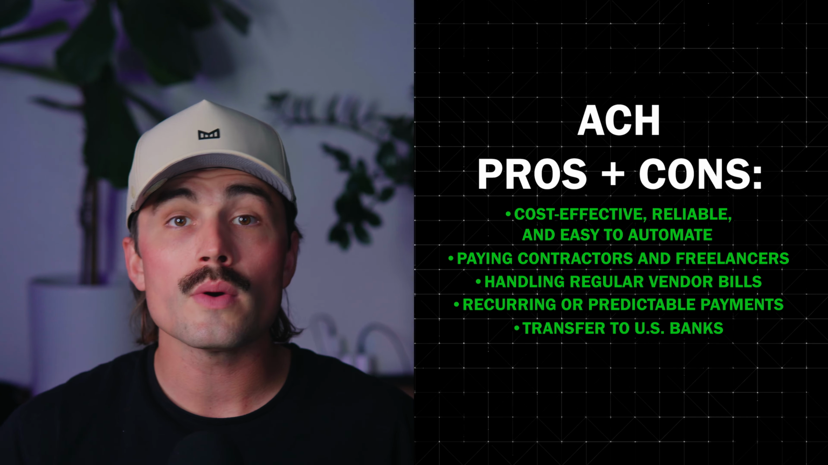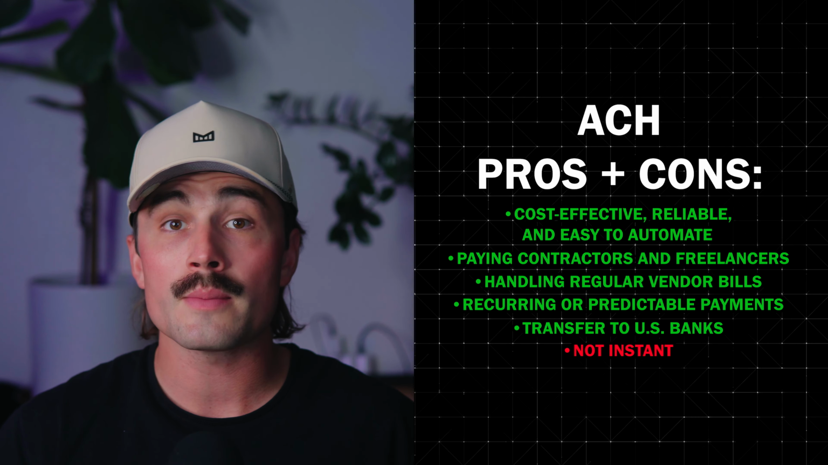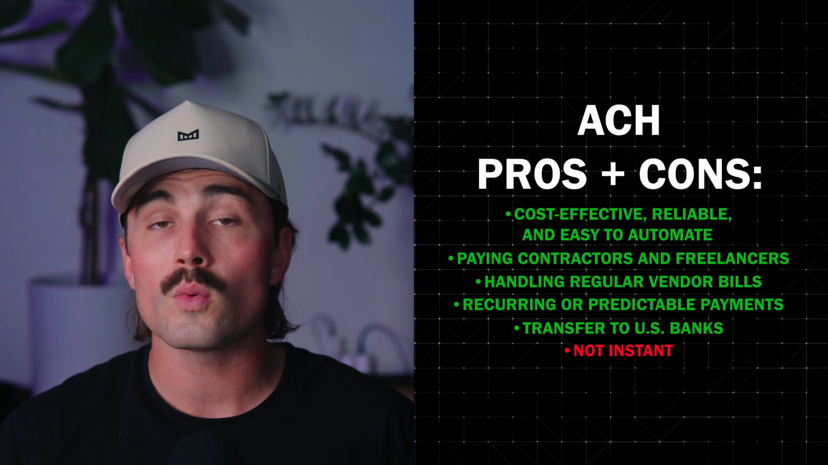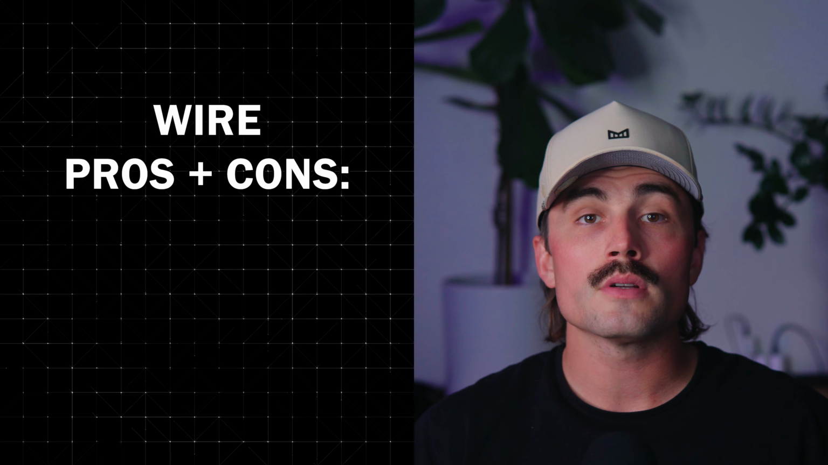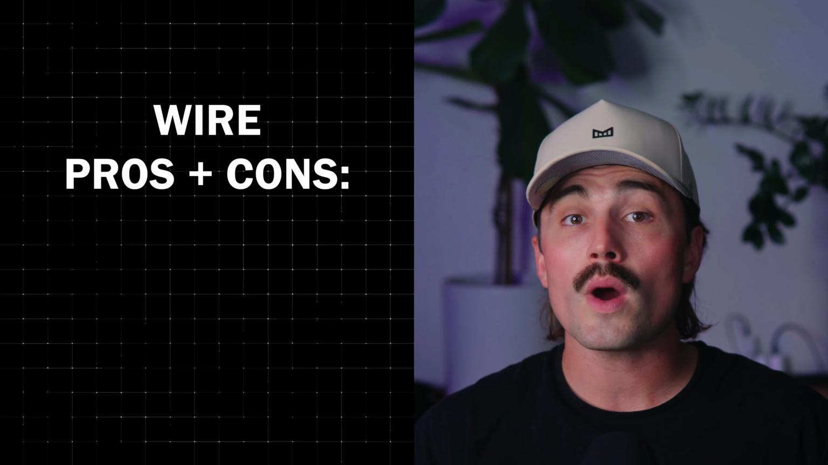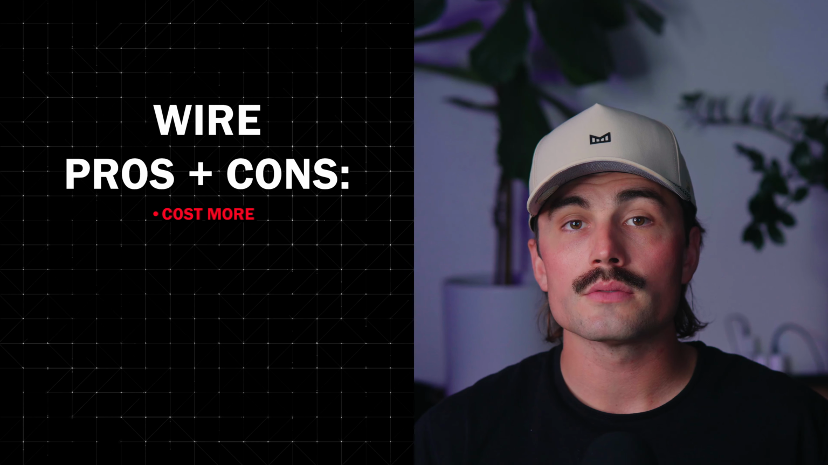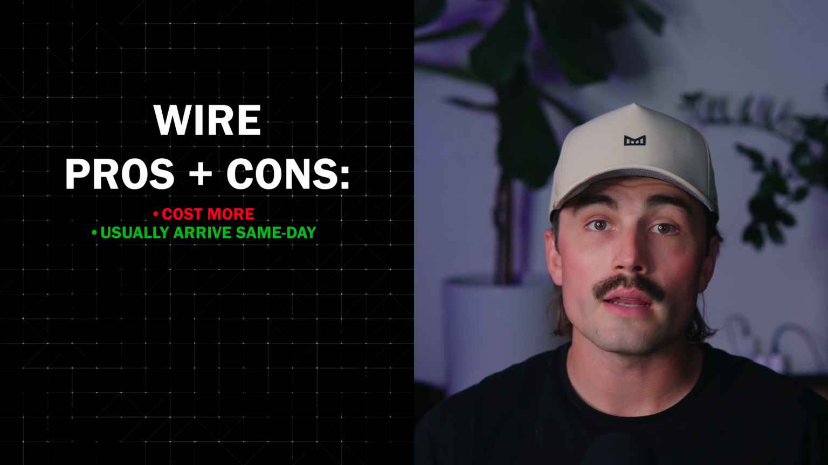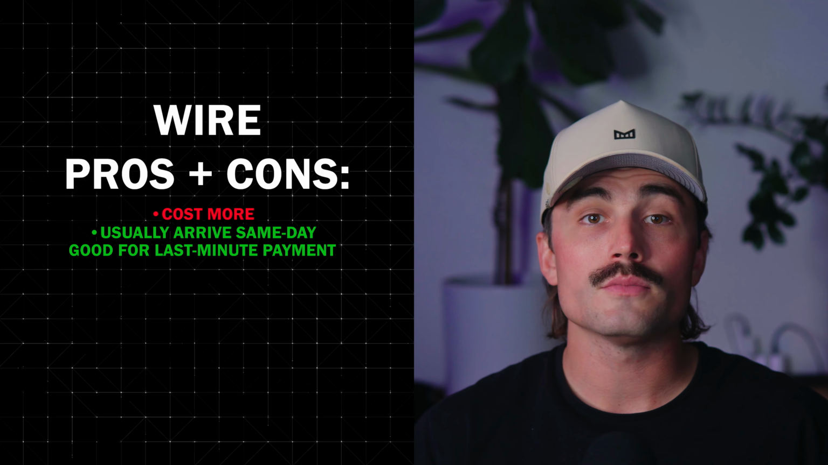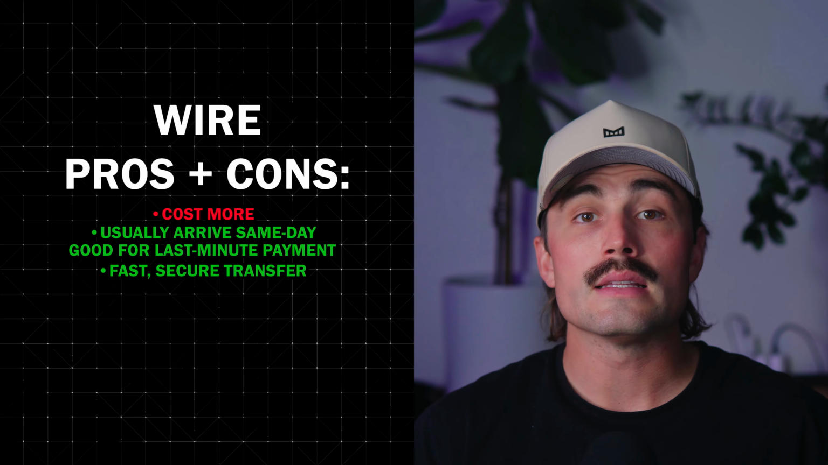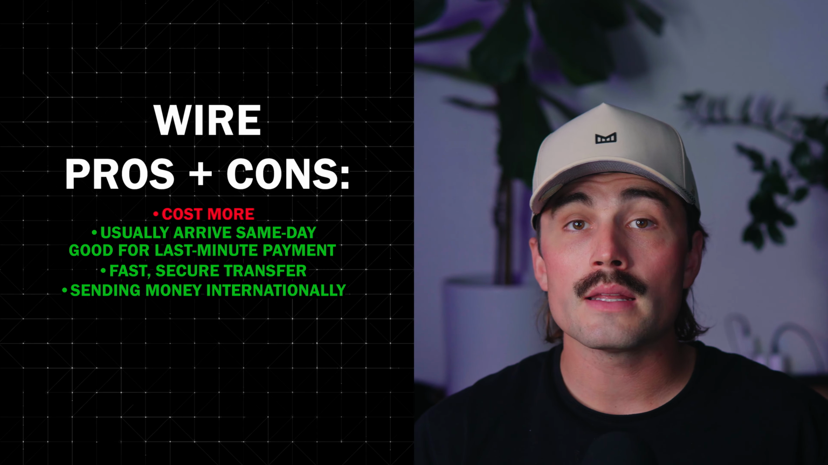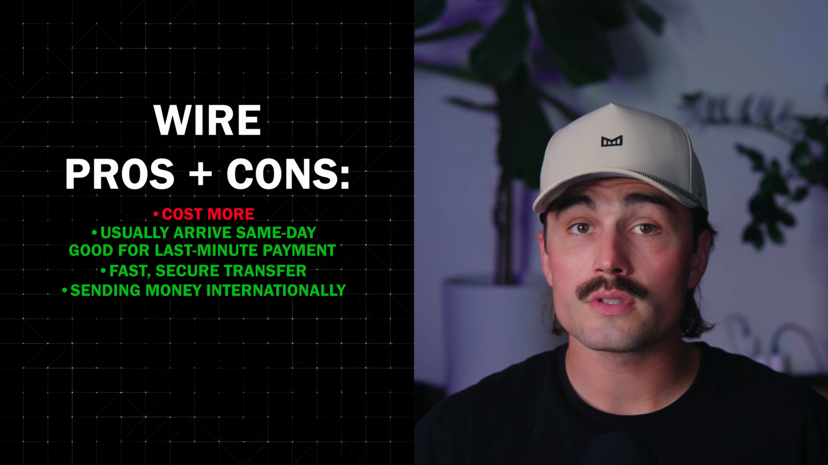But they're not instant. ACH transfers typically take 1 to 2 business days to complete, and sometimes longer if there's a weekend or holiday in the way. So they're not the best option for urgent payments. That's where wire transfers come in. Wires cost more, often between $15 and $30, but they usually arrive same day, which is great if you're making a last-minute payment, transferring a large sum and needs speed or certainty, sending money internationally, which Bluevine supports for eligible users. And then there's checks.